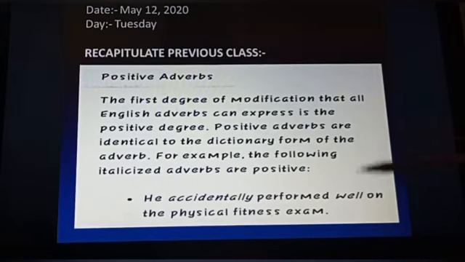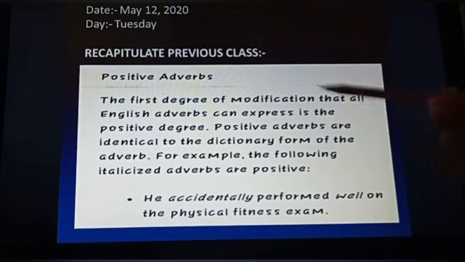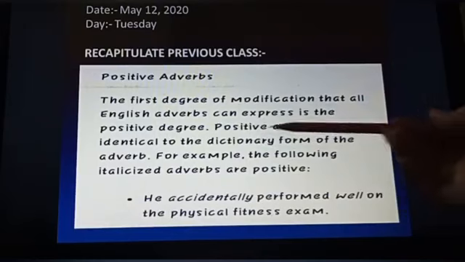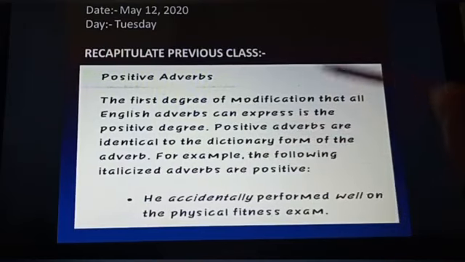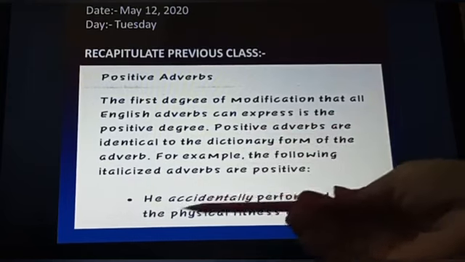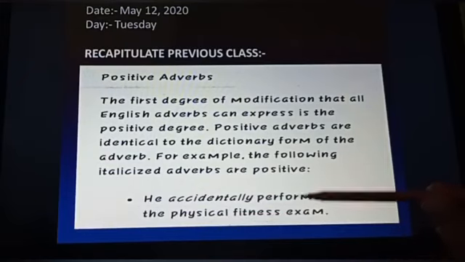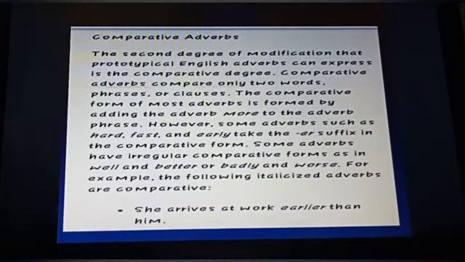We have learned the degrees of comparison. The first one was the positive degree. The first degree of modification that all English adverbs can express is the positive degree. Positive adverbs are identical to the dictionary form of the adverbs. Whatever form is given, that is called a positive adverb. For example, he accidentally performed well on the physical fitness exam. Here we have two adverbs, accidentally and well. So these are positive degree.